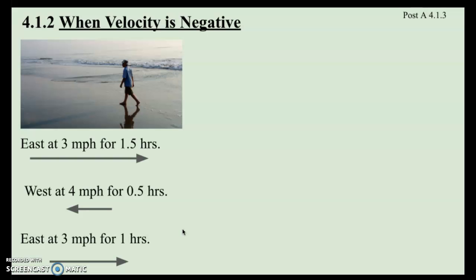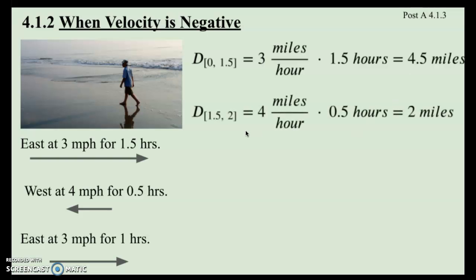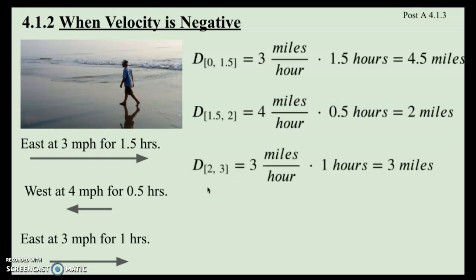So we're going to find out our distance traveled. So we have to find our distance between 0 and 1.5. That's going to be 3 miles per hour times 1.5 hours, which is going to be 4.5 miles. That's the distance I'm walking to the right or east. I do the same thing, trying to figure out how far I'm walking west. And then finally, I'm going to walk east again.